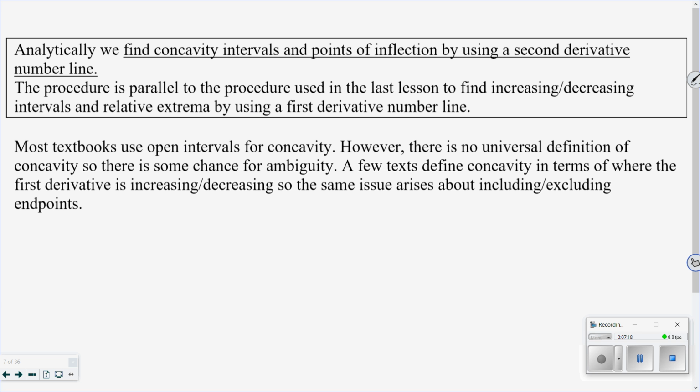But like it says here, there are some textbooks that do include that. Again, this isn't something that's going to come up on the AP test, like we talked about before. They're not going to care if you use open or closed. But again, we're usually going to use open when we find those.